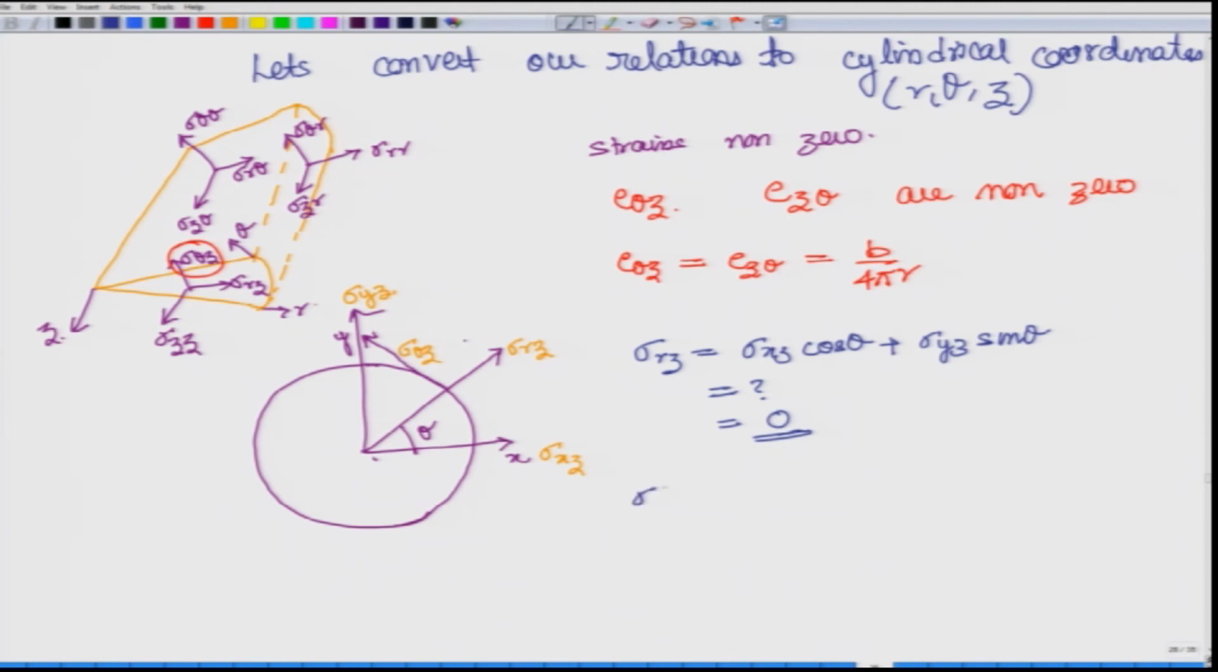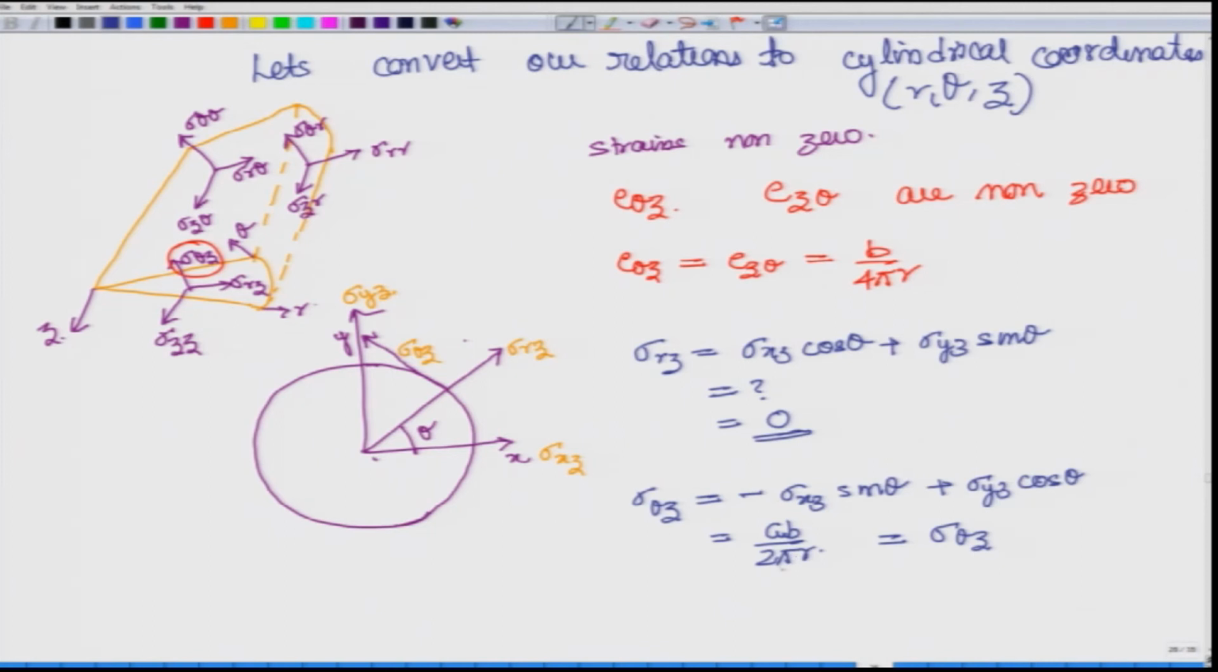So, now let us go to sigma theta z. Sigma theta z is along this direction. So, what we get here is the negative component of sigma x z in that direction, minus sigma x z sin theta plus sigma y z cos theta. This is simply taking components again for x z and y z along z theta, and what you get is Gb by 2 pi r, and this is also equal to sigma theta z, because this is a shear stress. So, there has to be a balancing stress, and this is the sigma theta z component. So, sigma theta z is equal to Gb by 2 pi r.